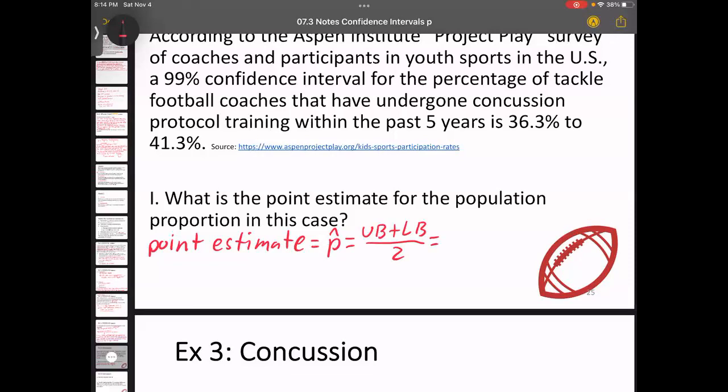It's relatively straightforward. So we know the upper bound is 41.3%, so as a decimal that is 0.413. And the lower bound is 36.3%. So we add that 0.363, divided by 2. Make sure this would all be in parentheses if you're using a calculator. This would give you 0.388 or 38.8%. Okay, simple, straightforward, just use the formula. The real trick here, because we'll give you that formula, is understanding that the point estimate, what they're asking for, is just p hat, the sample proportion.